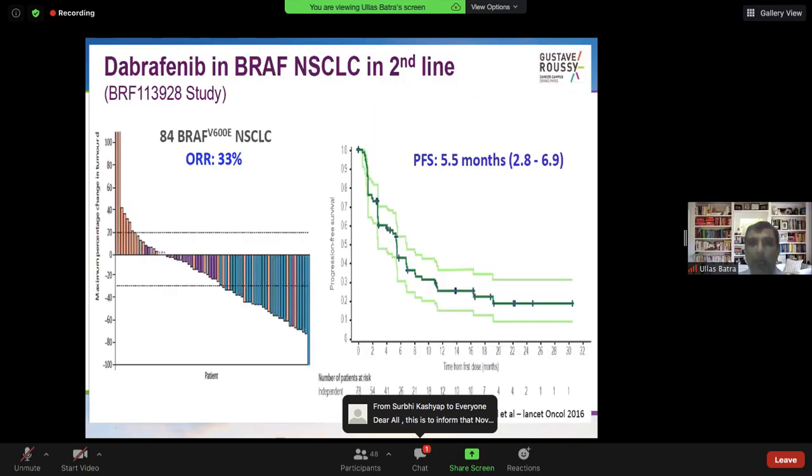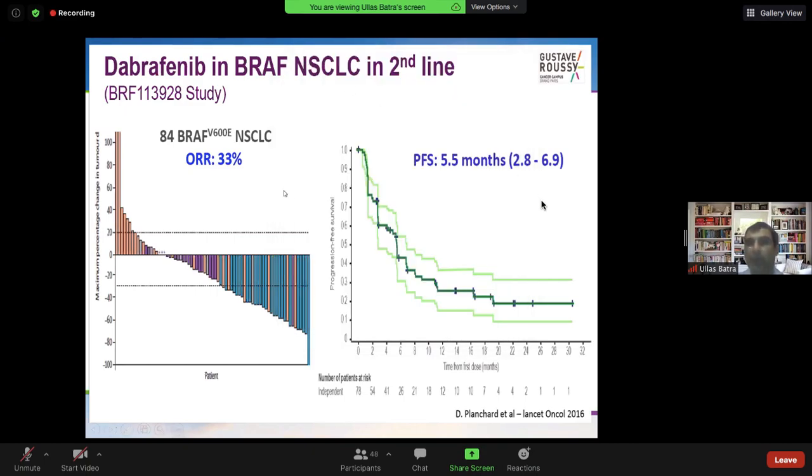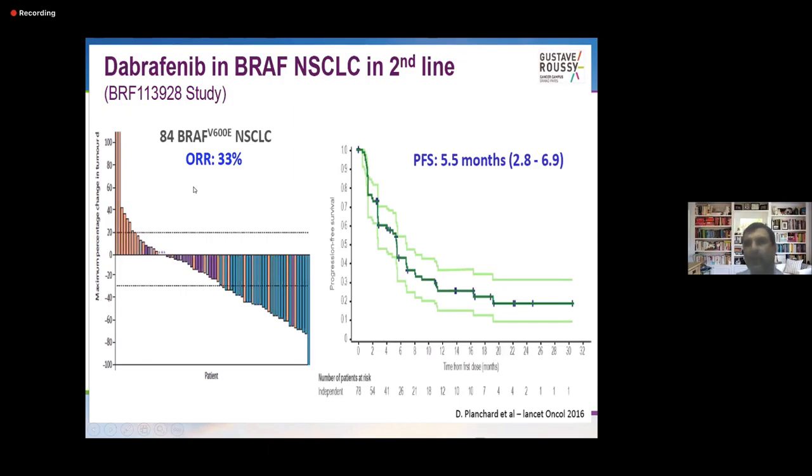Now, remember what I spoke to you about vemurafenib, a response rate of 42% and a PFS of 7 months. Now here, single agent dabrafenib in the retreated patients had a PFS of 5.5 months versus the overall response rate of 33%. So, okay, but nothing very impressive. It's a short-lived response. It's almost like a fling that you basically cause.